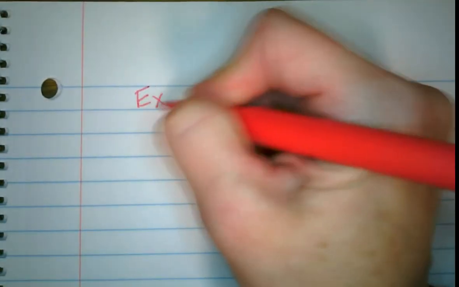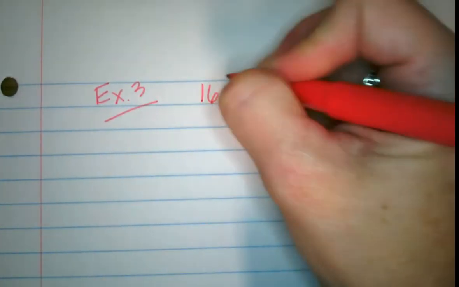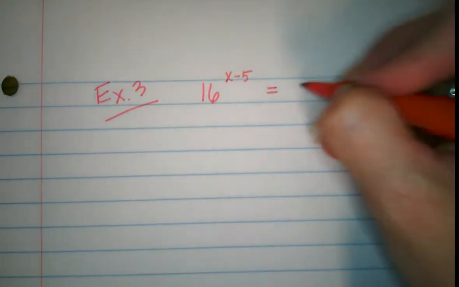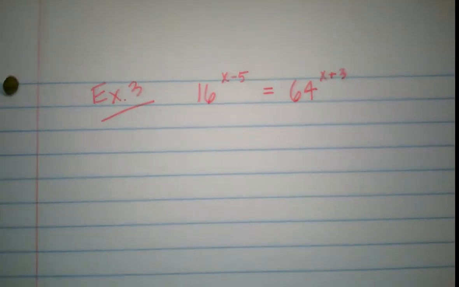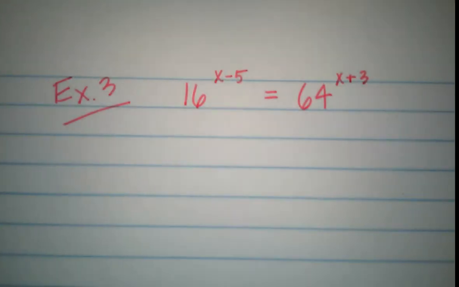All right, so for this problem, let's say that we have 16, x minus 5 is that exponent, and 64 with x plus 3 as that exponent. All right, so we have to get the base numbers the same.